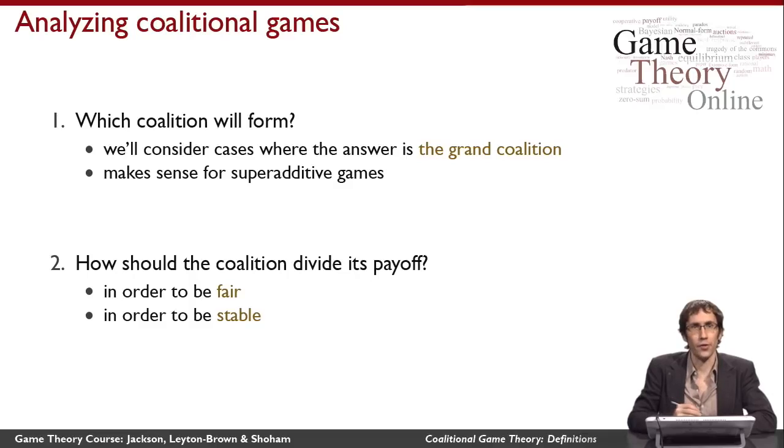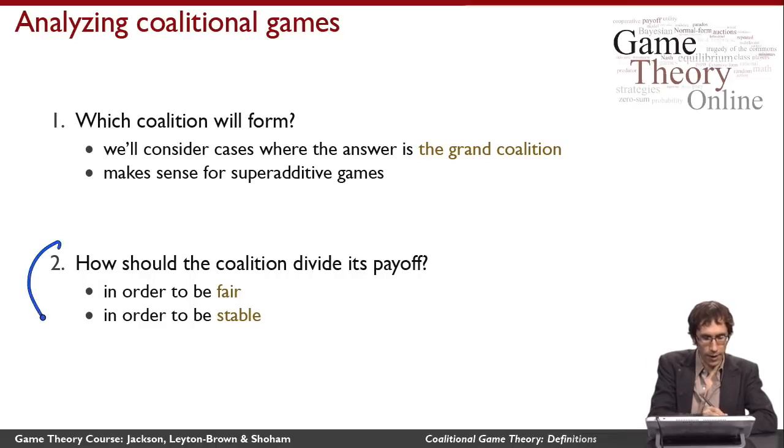So in answer to the first of the questions that I talked about before, we're going to tend to assume that the grand coalition forms, and we're going to focus on this second question of how the coalition ought to divide its payoff. Now, it's reasonable to wonder what I mean when I say how it ought to divide its payoff. That kind of depends on what the coalition is trying to achieve. And we're going to consider two different ways of answering that question. The first is how it ought to divide its payoff if what it's concerned with is fairness.